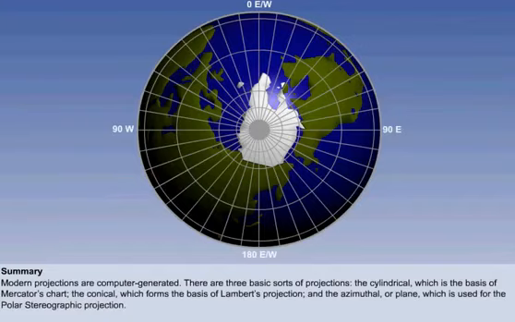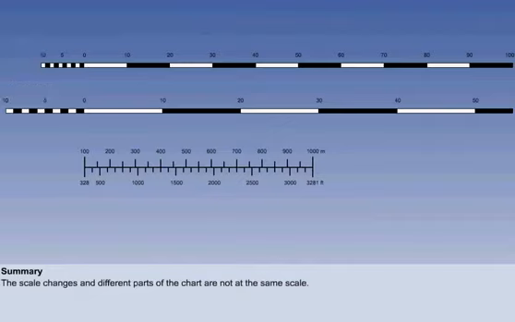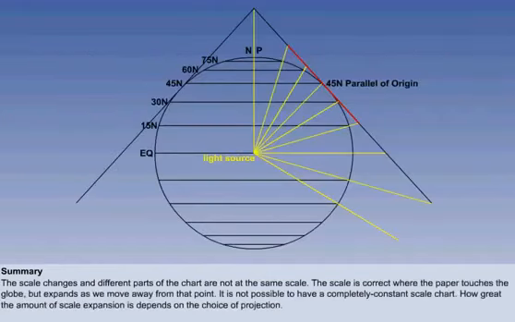On all of these projections, the scale changes, and different parts of the chart are not at the same scale. The scale is correct where the paper touches the globe, but expands as we move away from that point. It is not possible to have a completely constant scale chart. How great the amount of scale expansion is depends on the choice of projection.